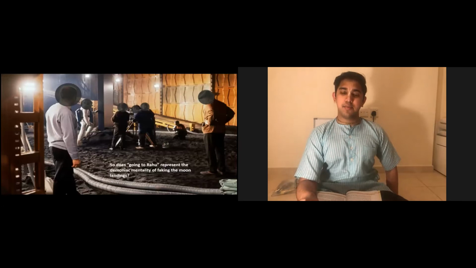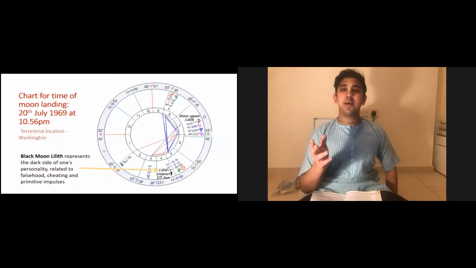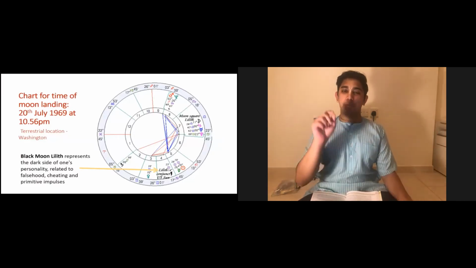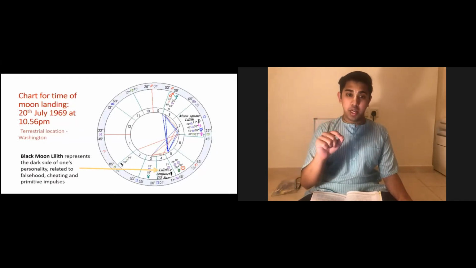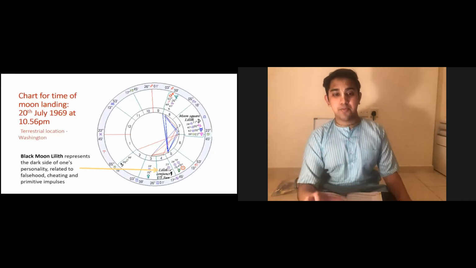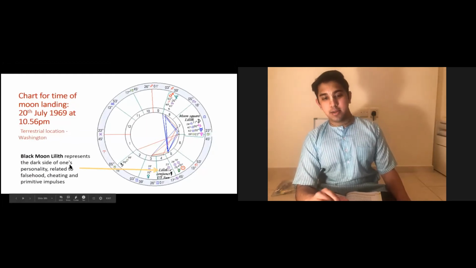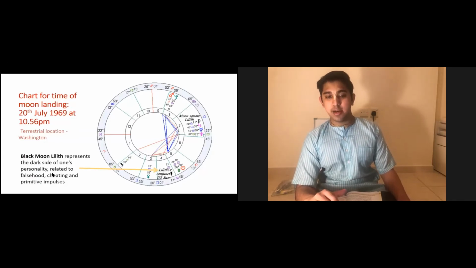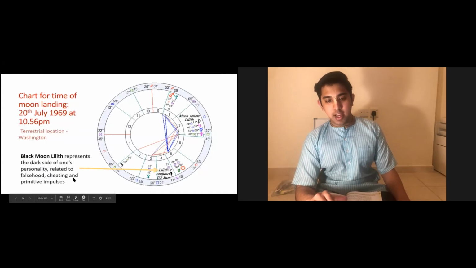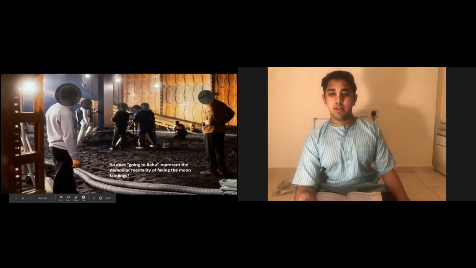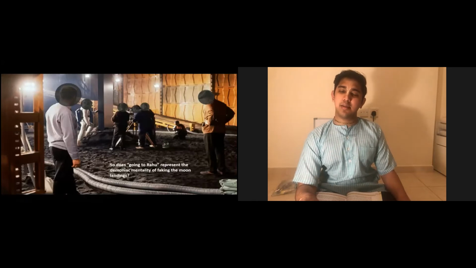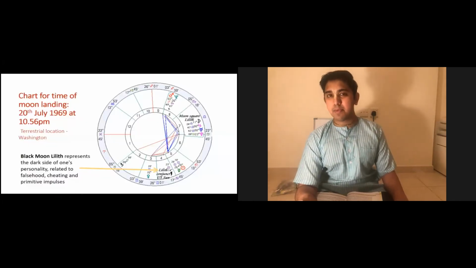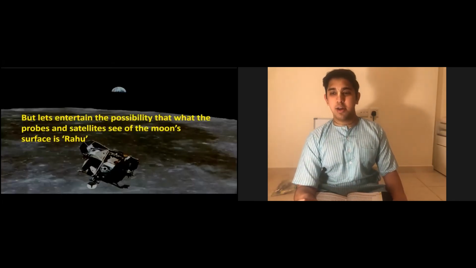And so someone was curious enough to plot the astrological charts of that particular day and time when the moon landing took place from Washington. And here it is said that the black moon Lilith represents the dark side of one's personality related to falsehood, cheating, and primitive impulses. So one can ask, does that mean going to Rahu represents a demoniac mentality of faking the moon landing? It's an interesting thing to meditate on.